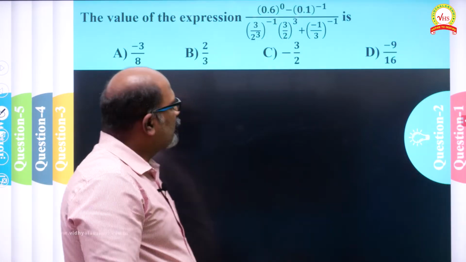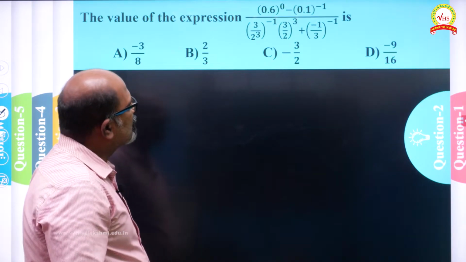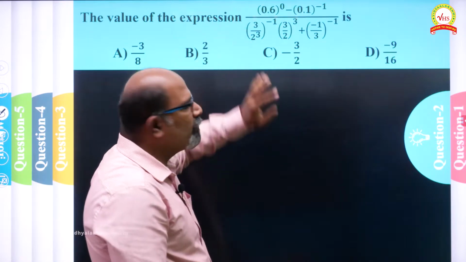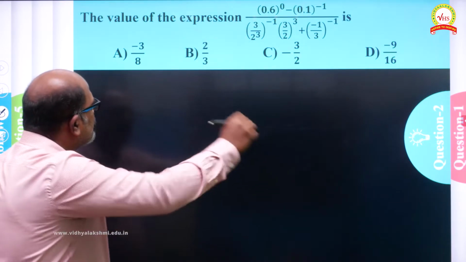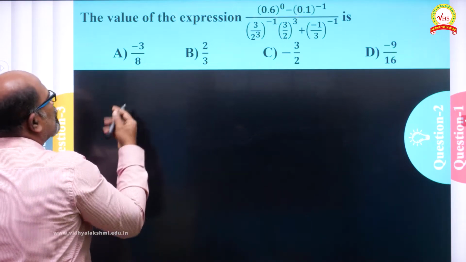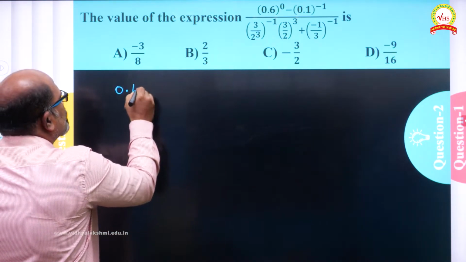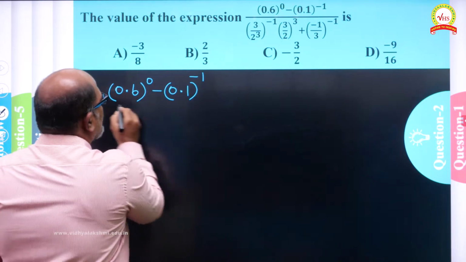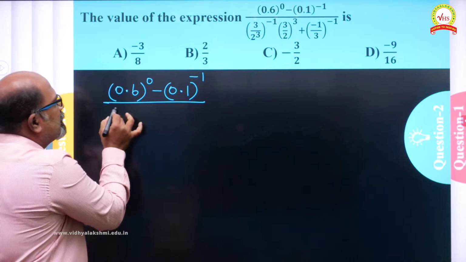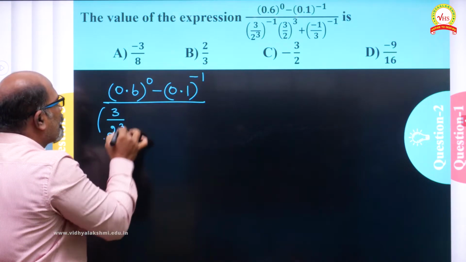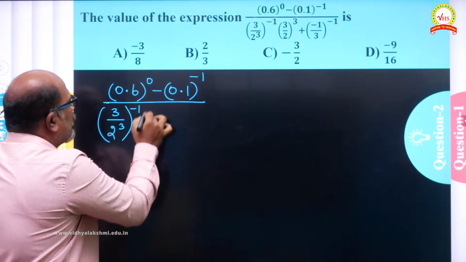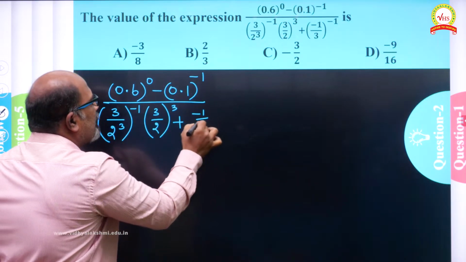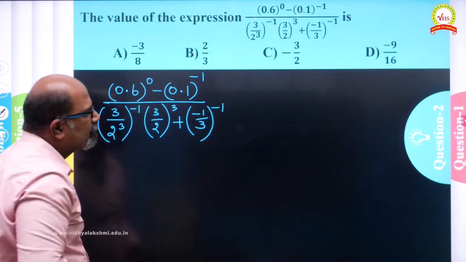In this second question also we have an expression given in the form of a quotient, but we have exponents in both the denominator and the numerator. Okay, so I am going to take the question. (0.6)^0 minus (0.1)^(-1), the whole divided by ((3/2)^3)^(-1) plus (3/2)^3 plus (-1/3)^(-1).